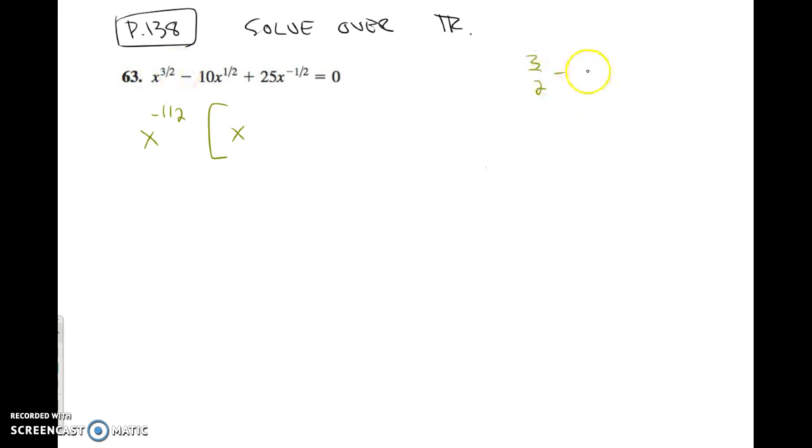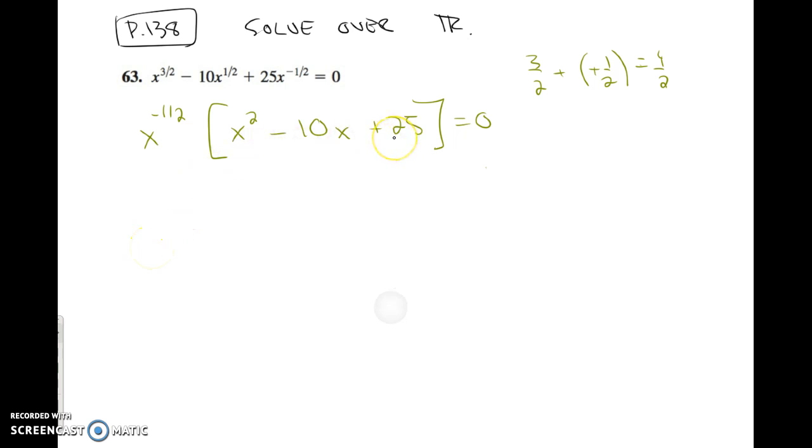3 halves minus a negative 1 half. Well, that is 4 halves, which is squared, minus 10. It's probably going to be x to the 1. These always work out nice. 1 half minus a negative 1 half is 1, plus 25. Sorry, don't put the equal sign. I've got arrows here. Okay.